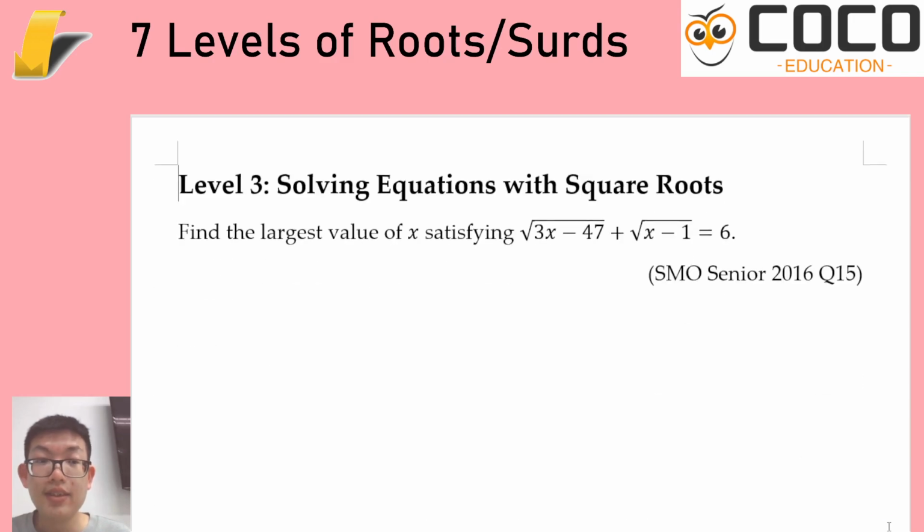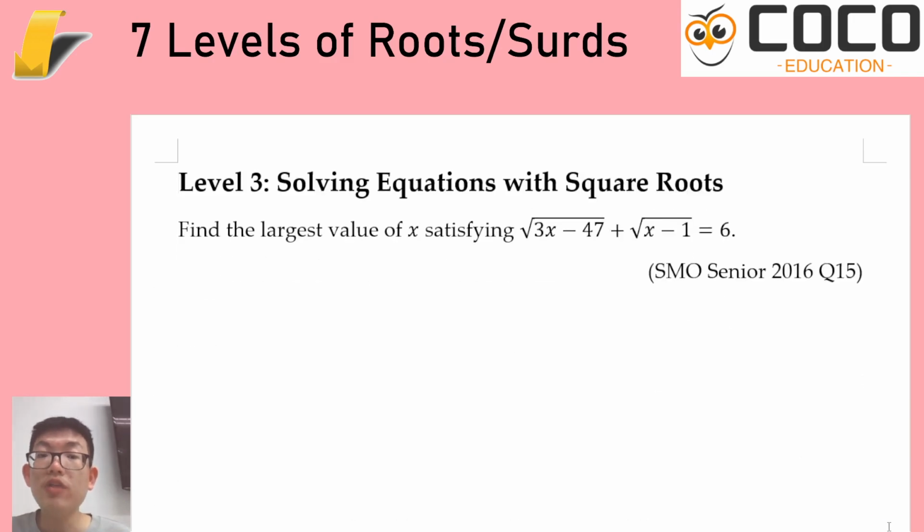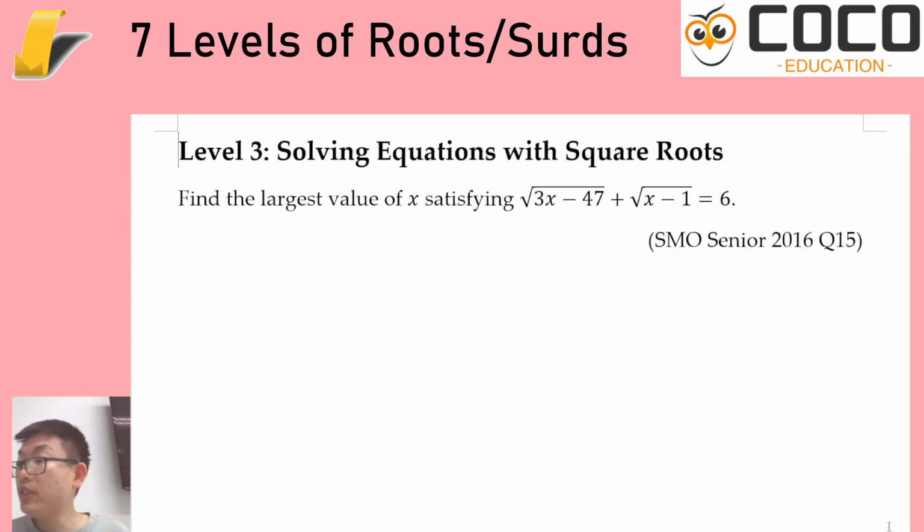The next task is solving equations, and there are plenty of really boring equations to solve, but let's look at a slightly more interesting one. Once again, feel free to pause the video to think about this. What would be the easiest way to deal with an equation like this? The square root of 3x minus 47 plus the square root of x minus 1 equals 6.